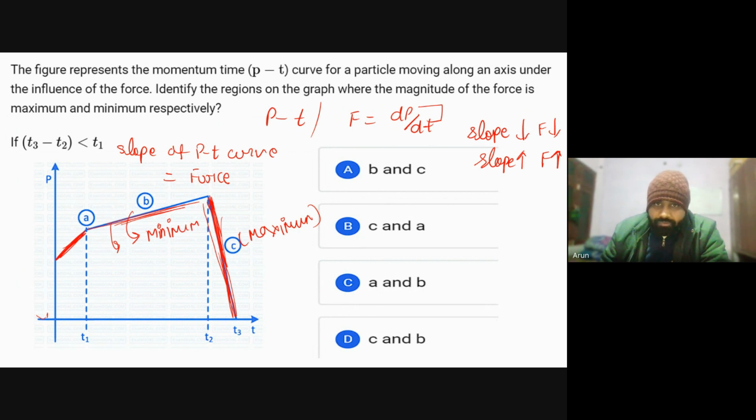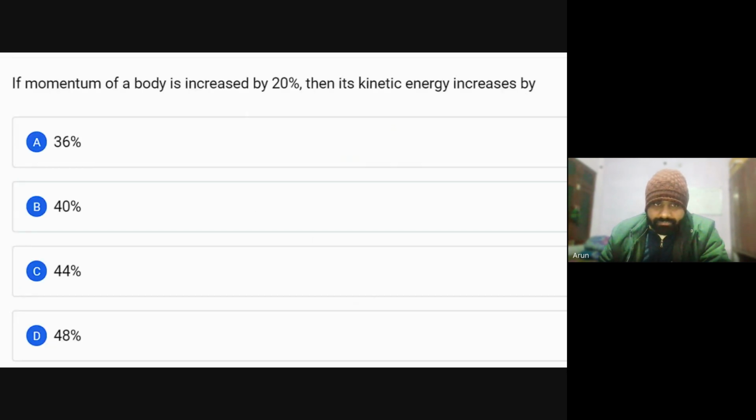Now you can also get confused because option A is given as B and C, and option D is given as C and B. So you may get confused here. So try to read the question once again. It has been asking maximum and minimum. Firstly you have to put for maximum and then for minimum. So for maximum value, C has the maximum value and B has the minimum. So C and B is the correct option. Okay, option D is the correct option.